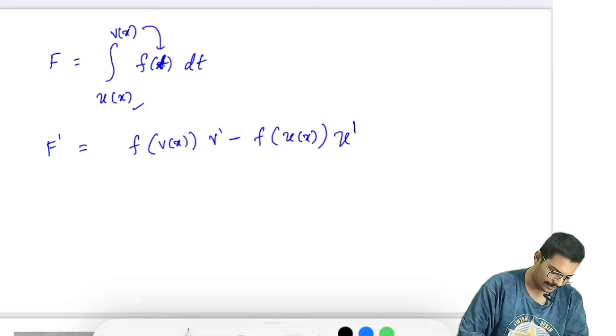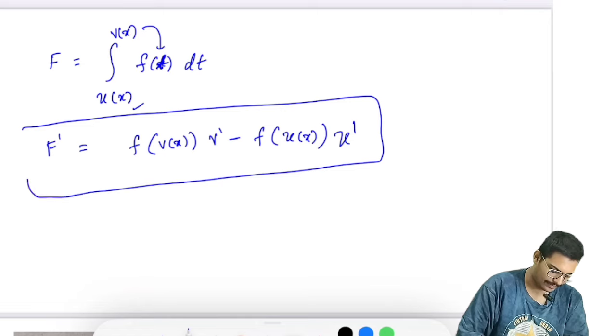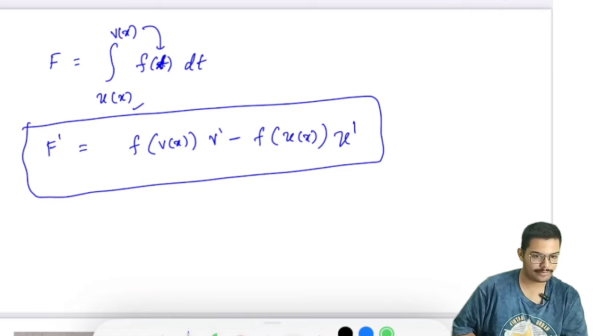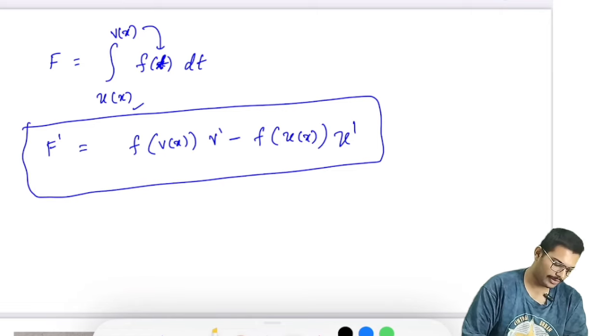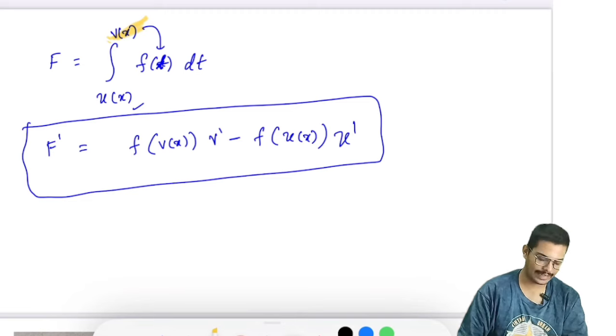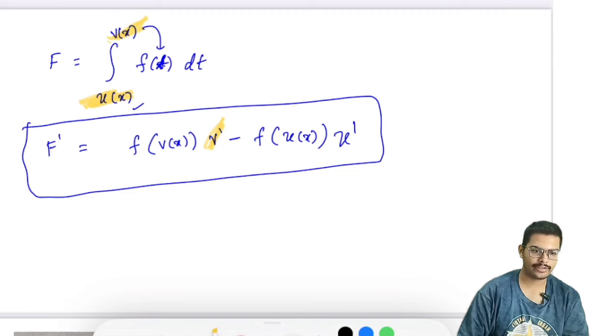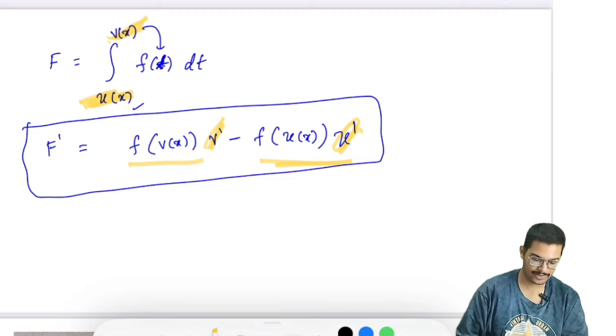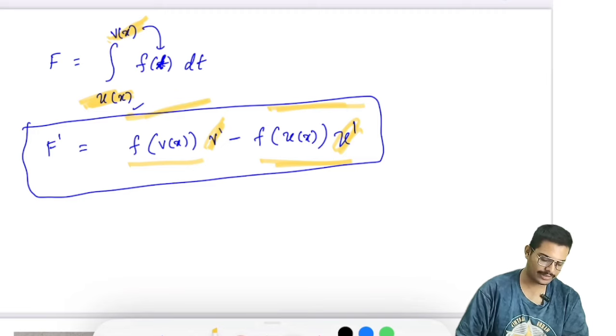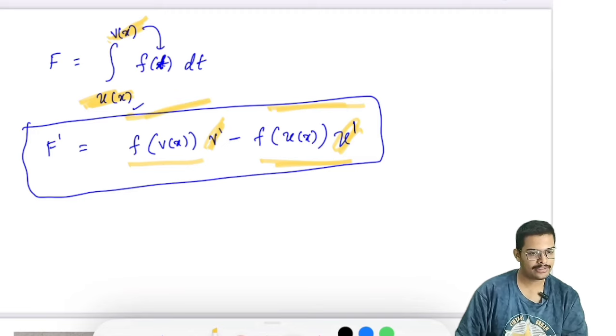Now, there can be some other conditions, but suppose u of x is a constant, you can directly reject it because the derivative of a constant is 0. Similarly, if the lower limit u of x is a constant value, then u dash of x equals 0. If this becomes 0, only this part will be remaining. If the other is equal to 0, only the first part will be remaining. So this is how we can solve questions easily.